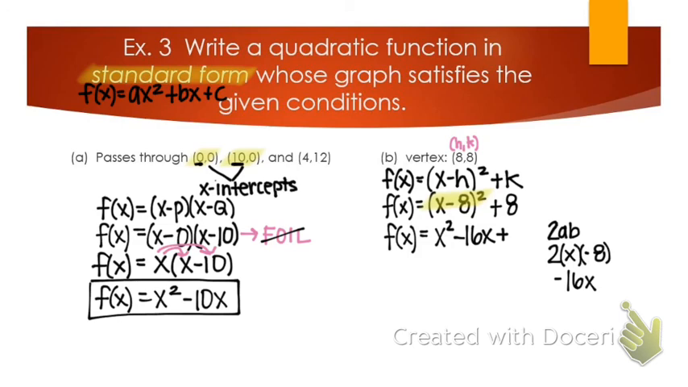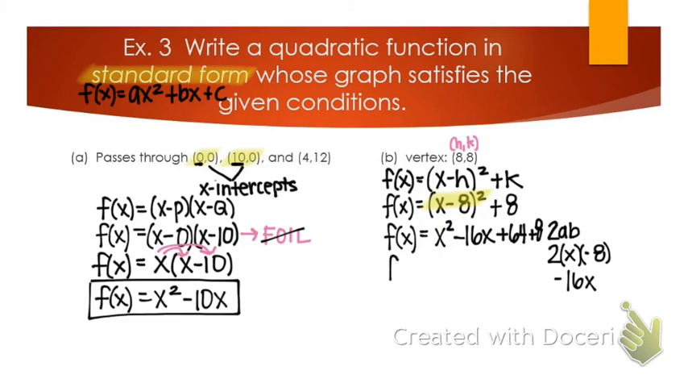I squared the first term. I did 2ab for the middle term. I'm supposed to do what with the second term? Square it, right? Square the first term, use 2ab for the middle term, square the second term. So what is 8 squared? 64, but I'm not done because I have to bring down the rest of the problem. There's that plus 8 that has to come down.